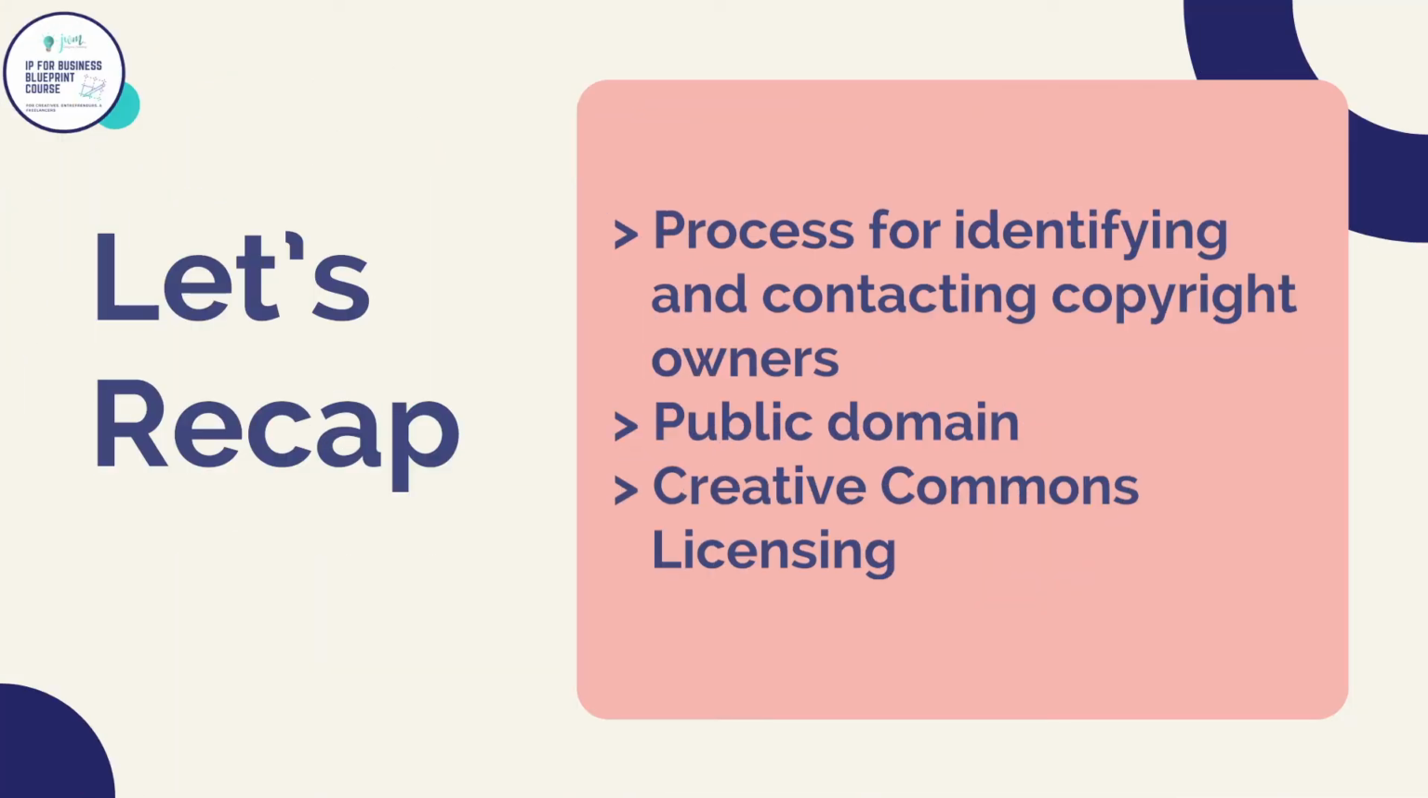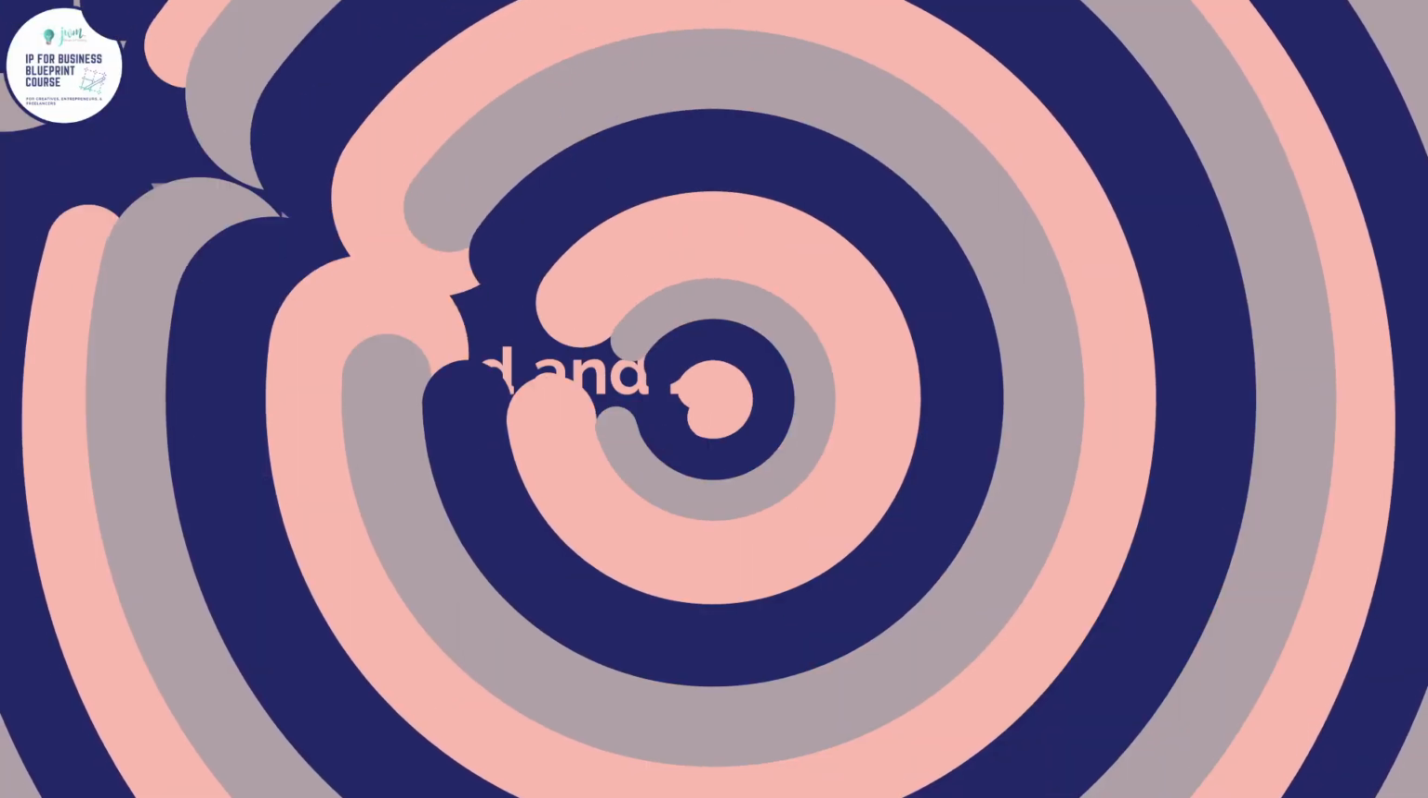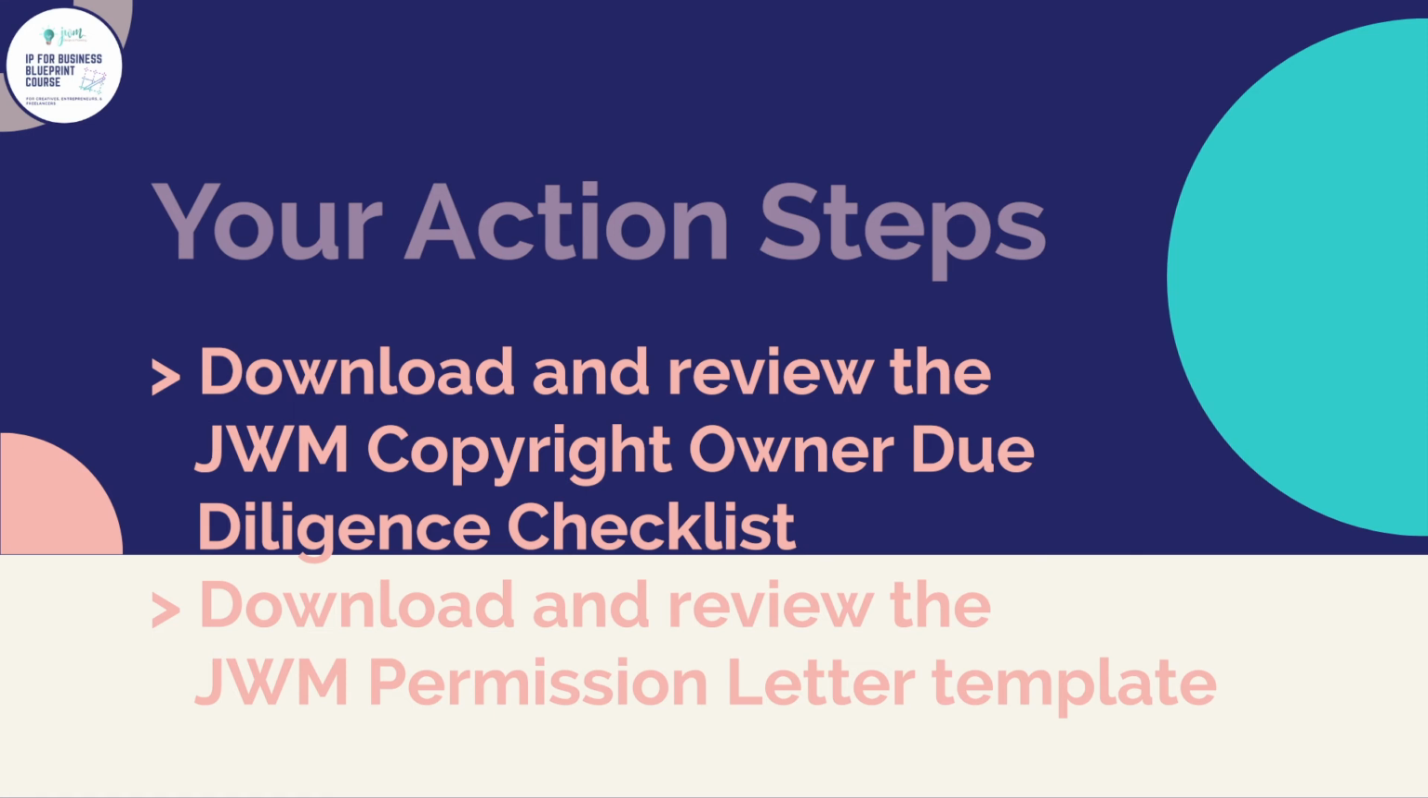Let's recap. In this lesson, I talked about my process for identifying and contacting copyright owners to get permission to use their creative works. I also discussed using items in the public domain as well as getting permission to use items in the Creative Commons. Your action steps for this lesson are to download and review the JWM Designs Copyright Owner Due Diligence Checklist and the Permission Letter template. Look at your current internal processes and decide how you can implement these steps in your business.